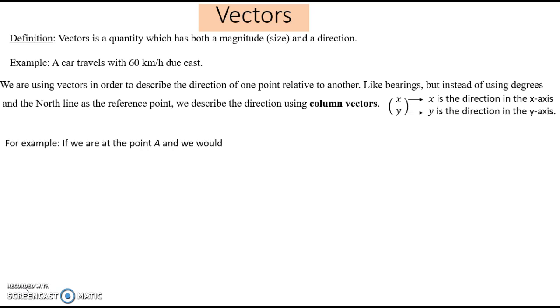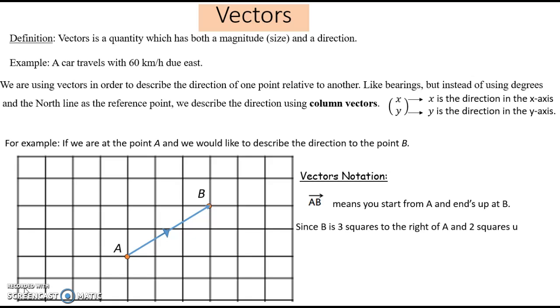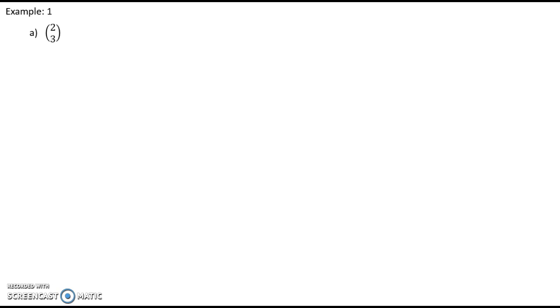For example, if we're at the point A and we would like to describe the direction to the point B, starting from anywhere, where is the point A, moving to the point B, in that direction it's given by the notation AB, which means that you start from A and end up at B. Since B is 3 squares to the right of A and 2 squares up, we write that the vector AB is (3, 2). Note that this is not a fraction, it's a column vector.